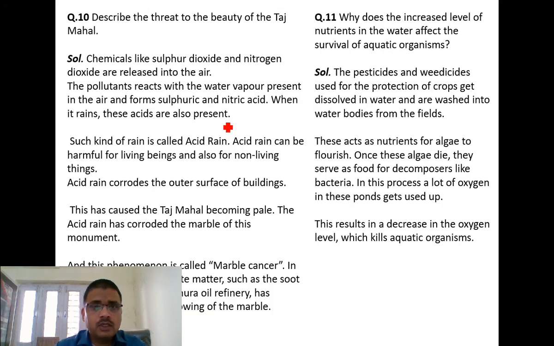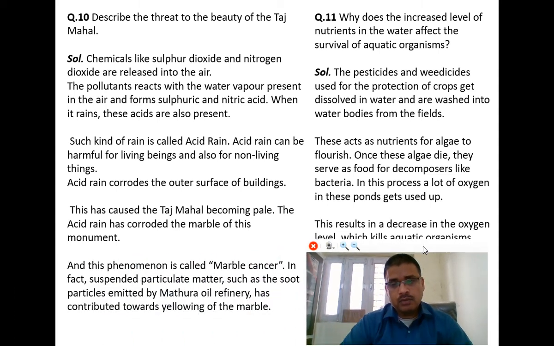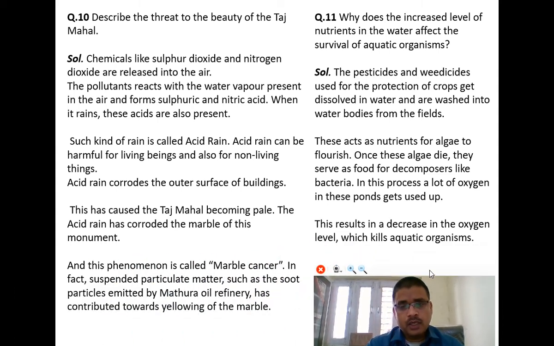Now here, describe the threat to the beauty of the Taj Mahal. As you have seen in the previous class, we talked about acid rain on the beautiful building called the Taj Mahal, and the Taj Mahal is basically affected by acid rain, and you can write down these things. The same things are written here. You go through all these things.